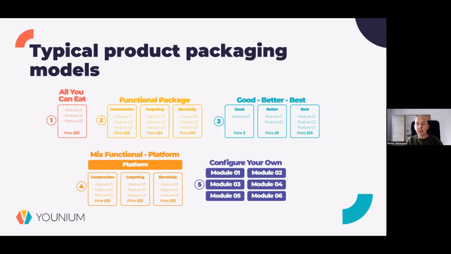So you have all your features bundled in certain modules, and then you have your customers select, okay, I want 1 and 5 because that is what I need. I don't need 2, 3, 4, and 6 or something. That could be the kind of configure your own.